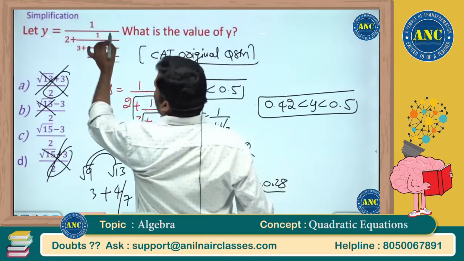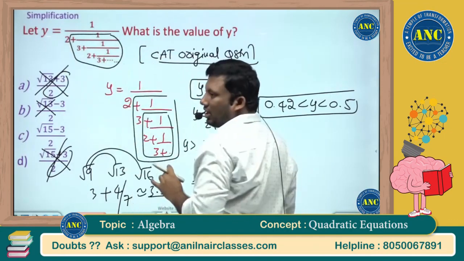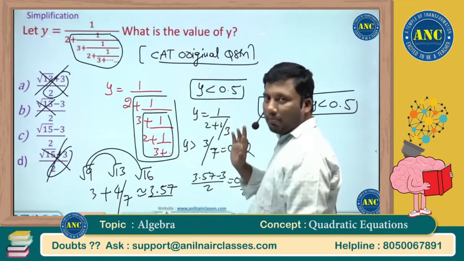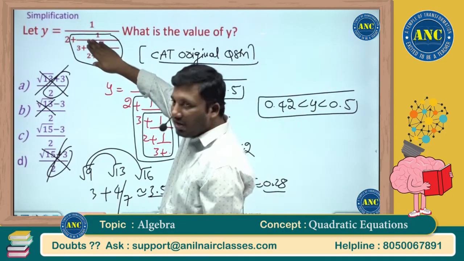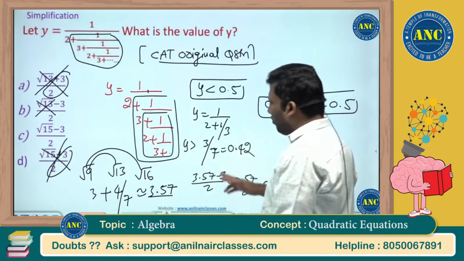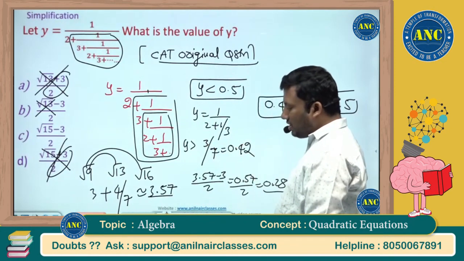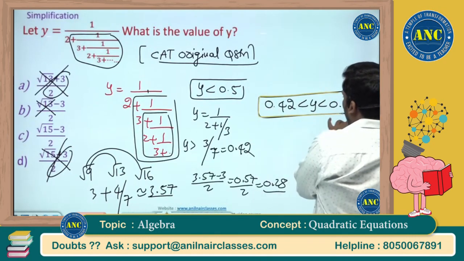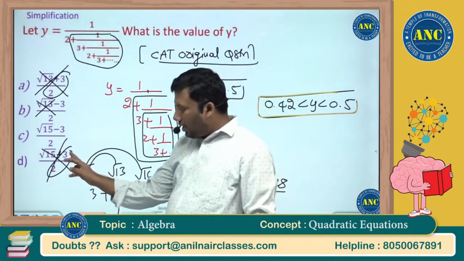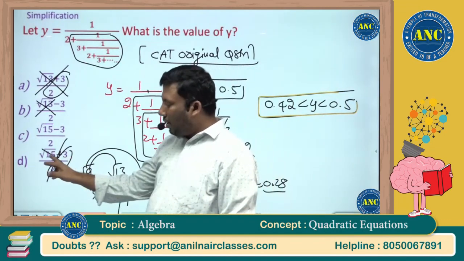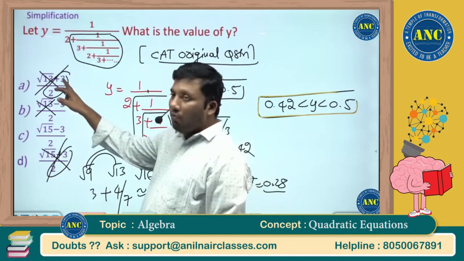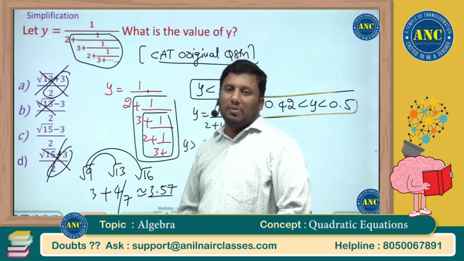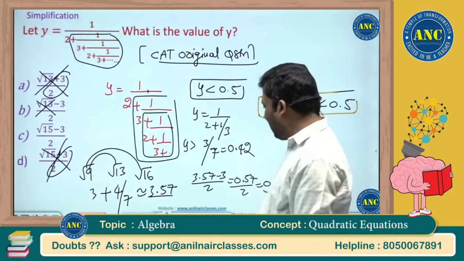What I did, first step number 1, assume this is not there. 1 by 2 is 0.5. 2 plus something, that means answer is less than 0.5. Again, assume this is not there. Denominator by denominator, y is greater than 3 by 7, which is 0.42. So answer should always lie between 0.42 and 0.5. Plus 3 by 2. 3 by 2 is 1.5. 1.5 plus something, not possible. Root 13. How to find the approximate value? We have seen it. I hope the idea is clear.